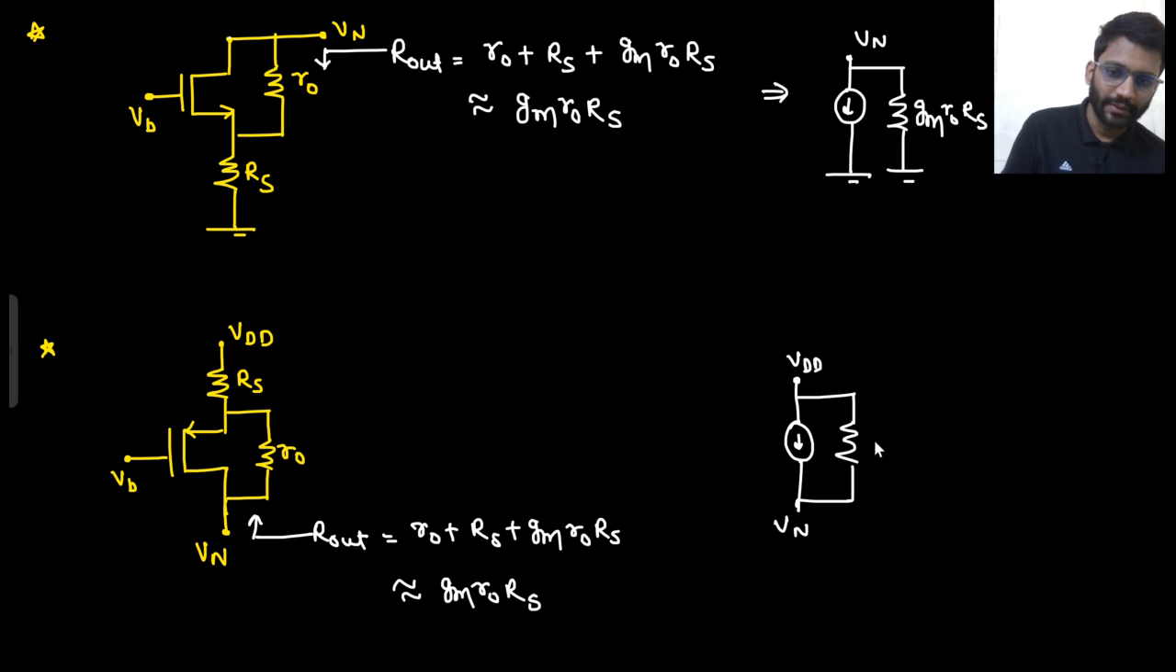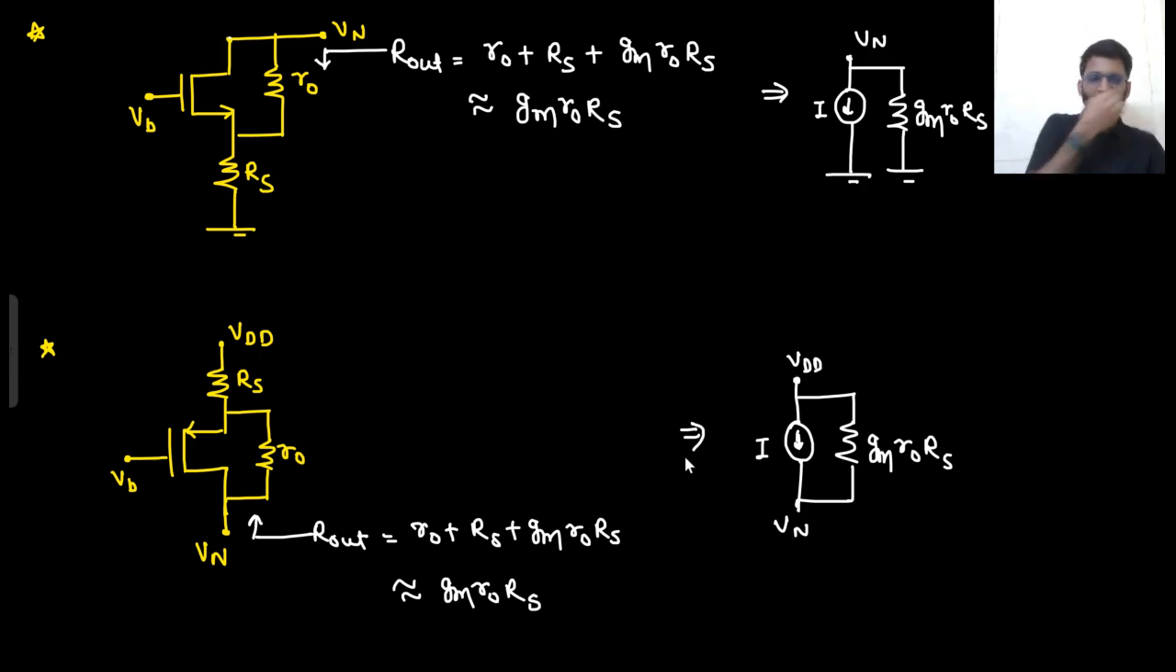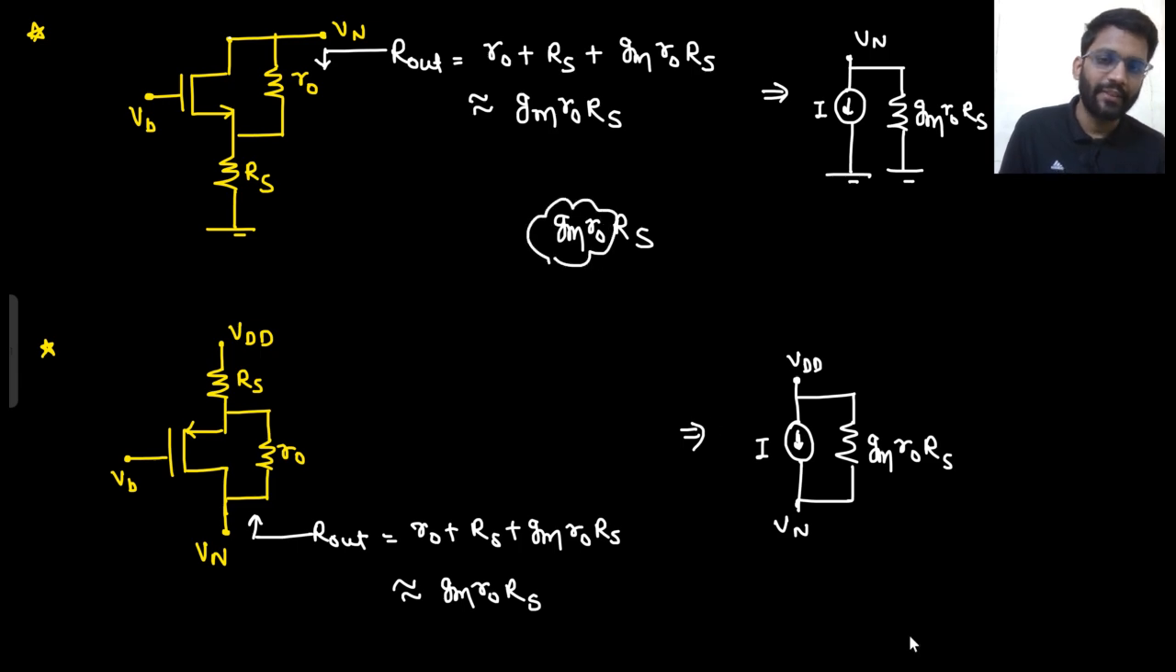That resistance is gm r0 Rs. So this is my current source. Okay, so this is what I have made. Now what if this is my output impedance? What is my output impedance? Nearly that is equal to gm r0 Rs. This is a very high value.